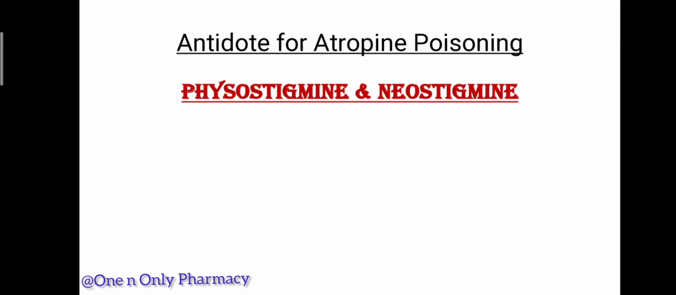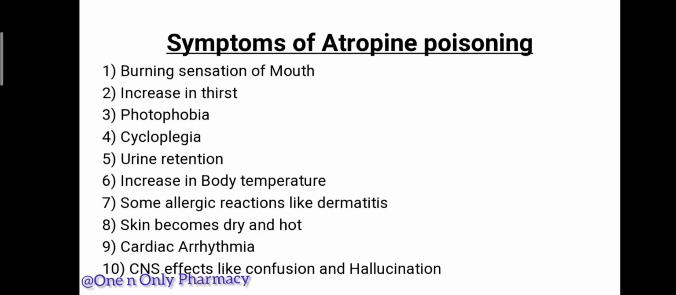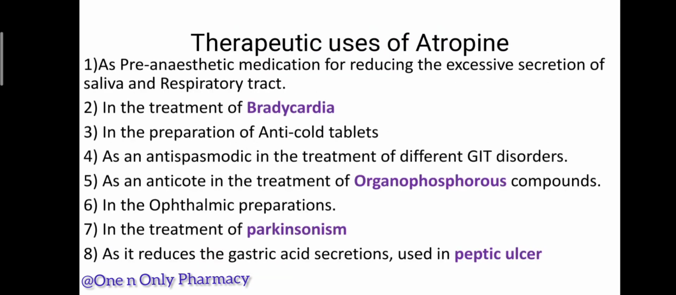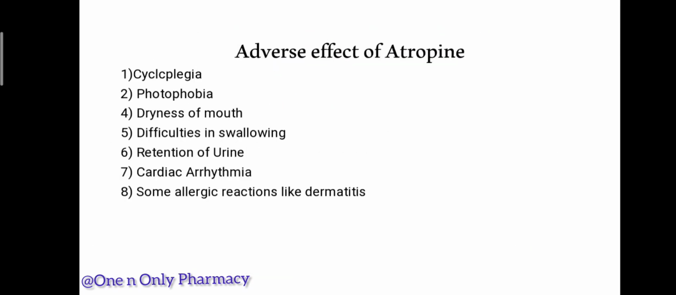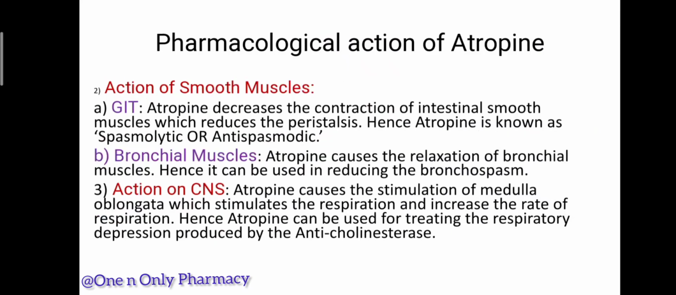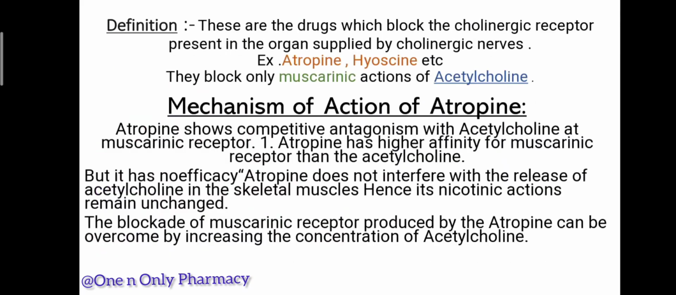Let's see once again what we saw in today's video. The antidote for atropine poisoning is physostigmine and neostigmine. Some treatments of atropine poisoning. Symptoms of atropine poisoning. Contraindications of atropine. Therapeutic uses of atropine. Adverse effects of atropine. Pharmacological actions of atropine on different systems: action on the eyes, urinary system, cardiovascular system, smooth muscles, CNS, and glands. Mechanism of action of atropine and definition.